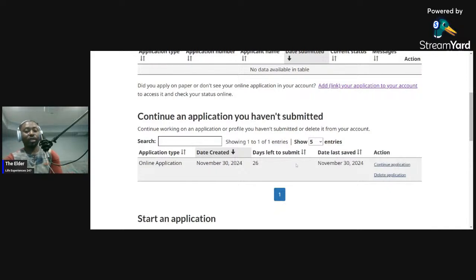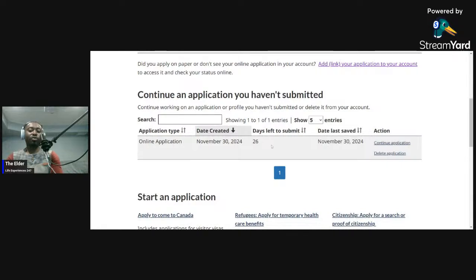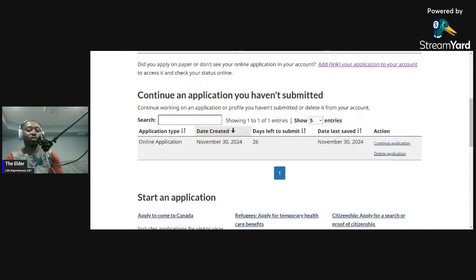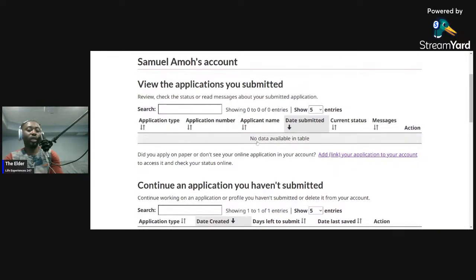So this is actually the account I used for the training before. I created an application. I think it was a study permit application before. Yes, I never went back to it. We created it November 30th, but I never went back to it. And it gives you 60 days to submit. So I still have 26 days left. I'm not going to use it anyways. So now I have logged into my application. And what we are going to do is to apply for Express Entry.